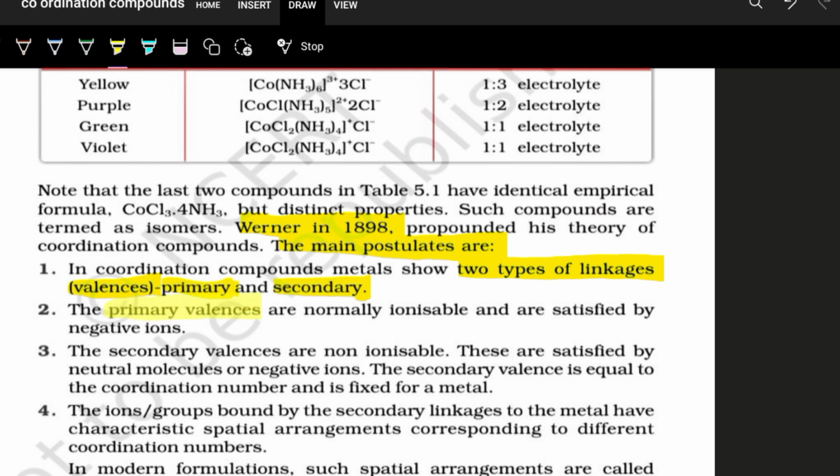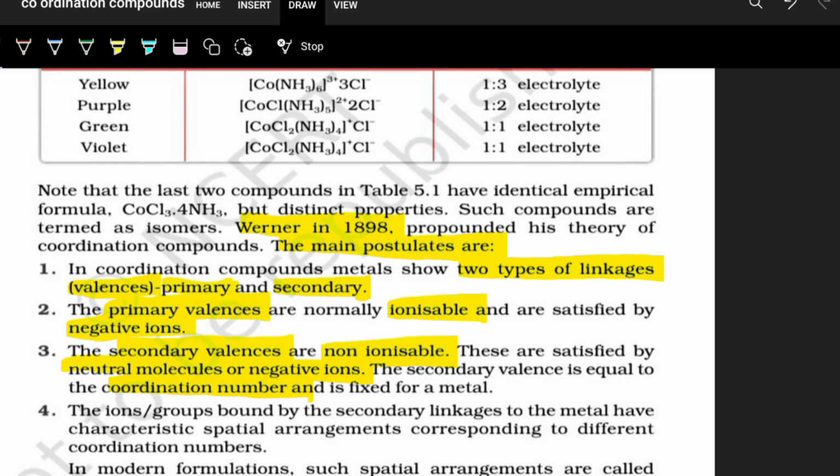The primary valence is the counter ion, the ionizable part, which is satisfied by the negative ions. And the secondary valencies are the non-ionizable part, which is actually satisfied by the neutral molecules or negative ions. The secondary valency is equal to the coordination number.